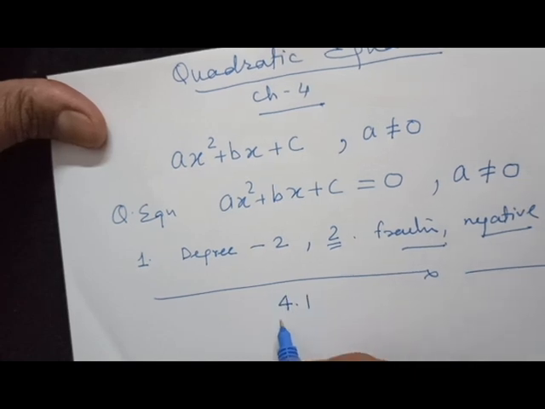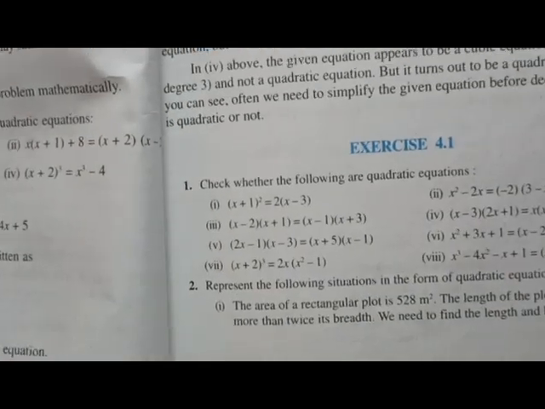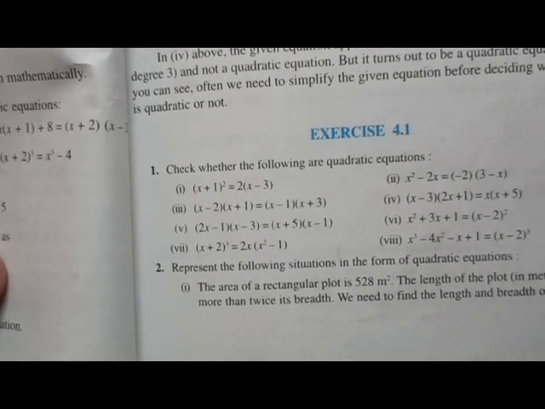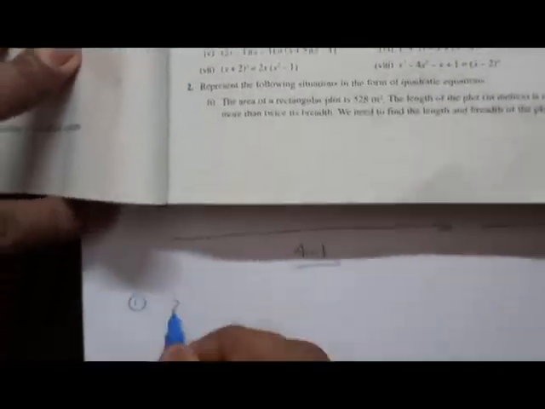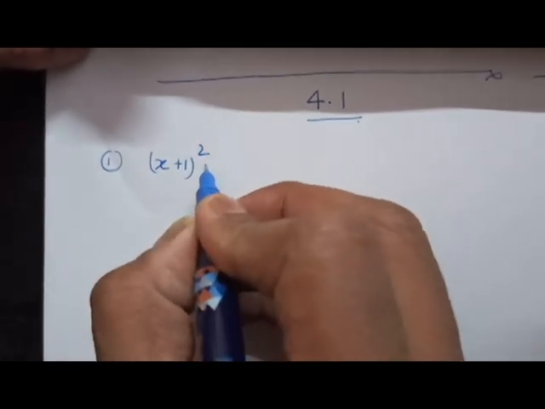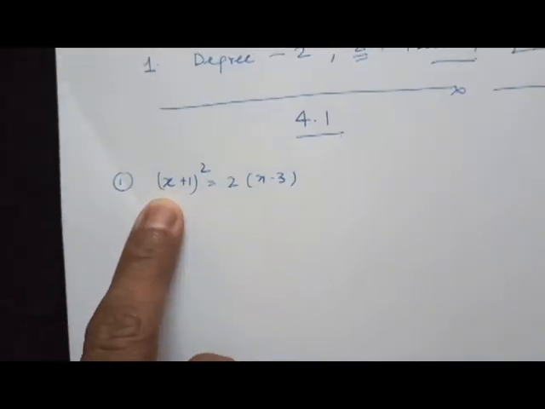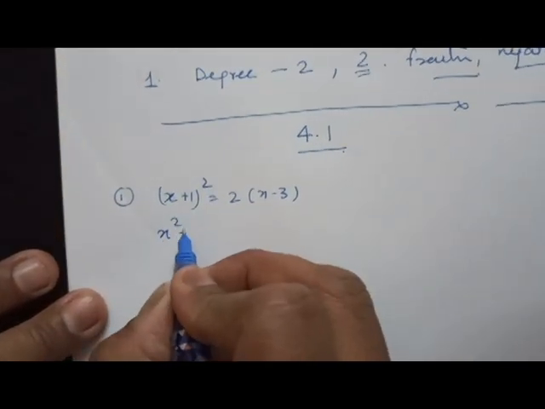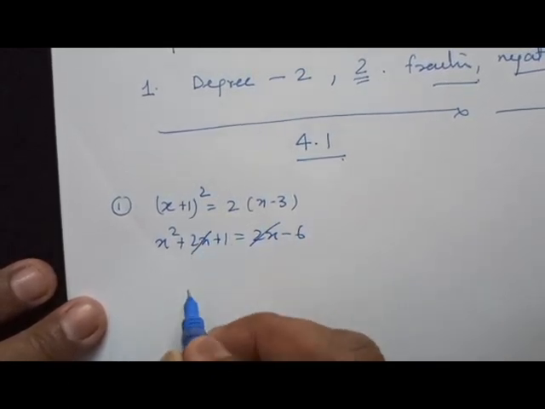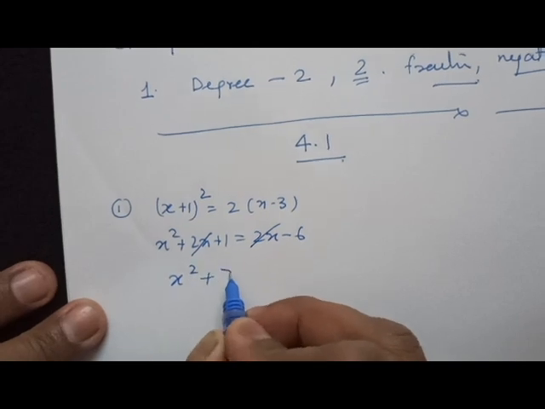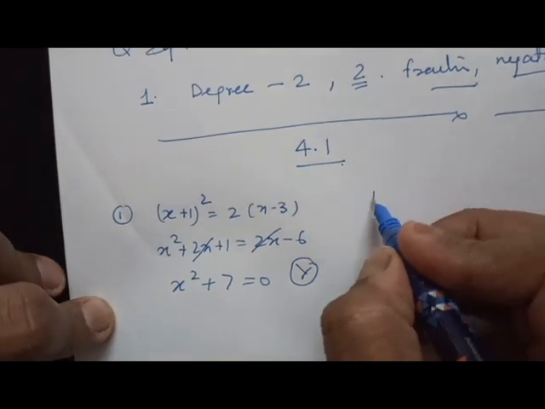So students, in the first exercise 4.1, we have questions where we have to find out whether the given equation is quadratic or not. So let us see the first one. These are all 1 mark questions which you have to do within 5 to 10 seconds. Open this bracket, x plus 1 whole square. So this will become x square plus 2x plus 1 is equal to 2x minus 6. So 2x gets cancelled. So x square plus 7 is equal to 0. So this is a quadratic equation. Yes, this is a quadratic equation.